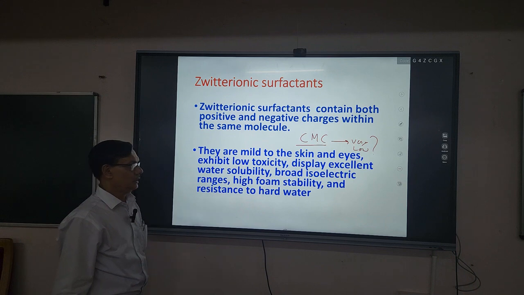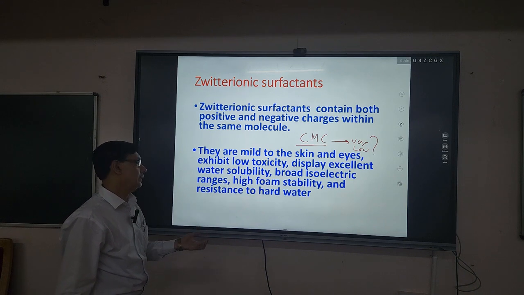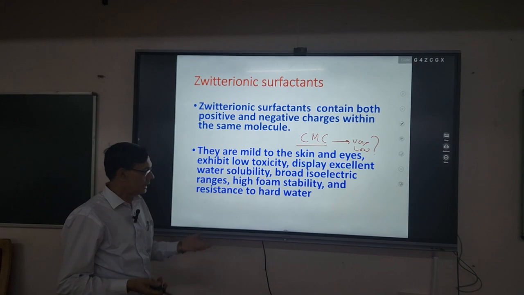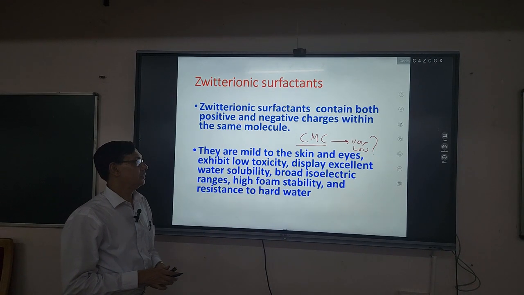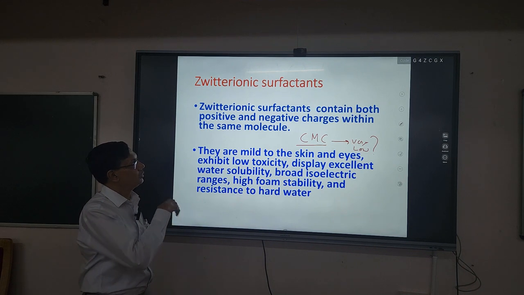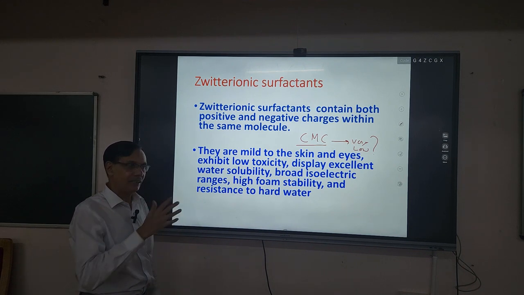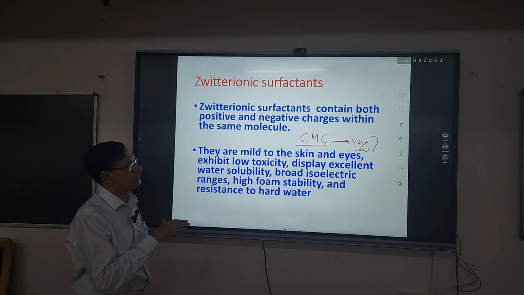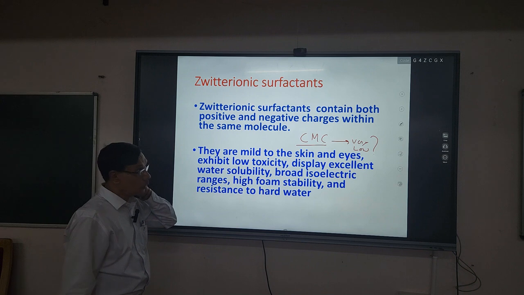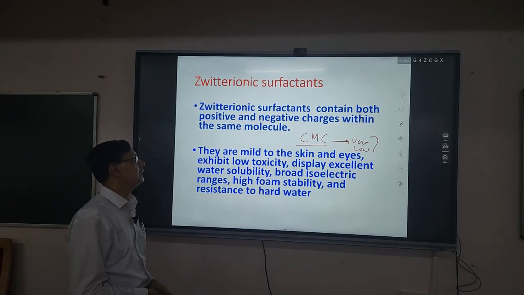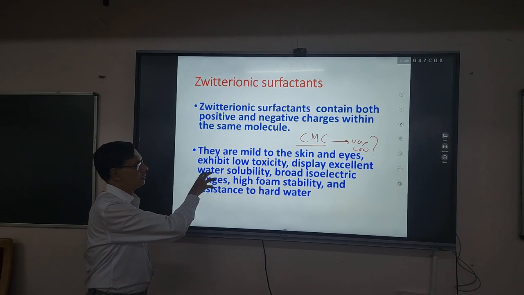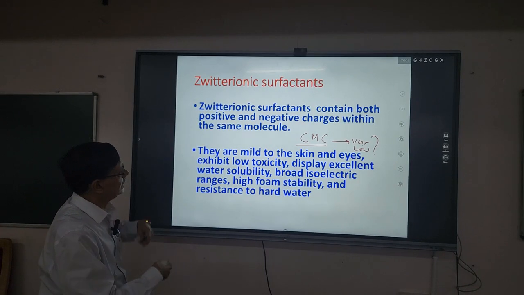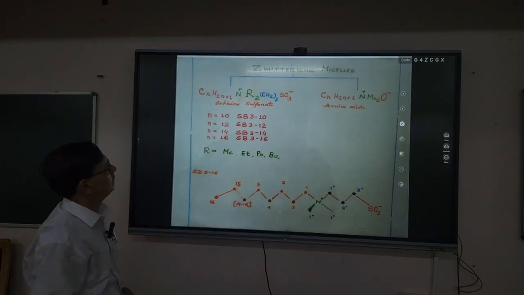So therefore, if you want to buy very good cosmetics, you will find that the price is very high because they are using zwitterionic type of the surfactant. Whereas anionic surfactant or cationic surfactant, their cost is very low, but they are not good for the skin and the eyes. So it is one of the most important types of the surfactant. I will use one or two examples because there are a large number of zwitterionic surfactants.